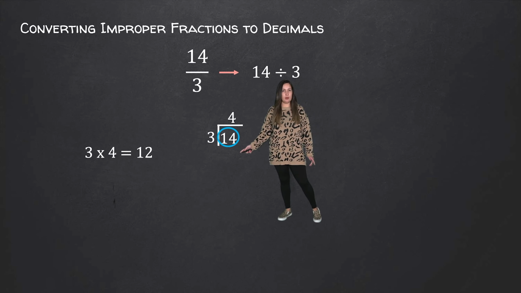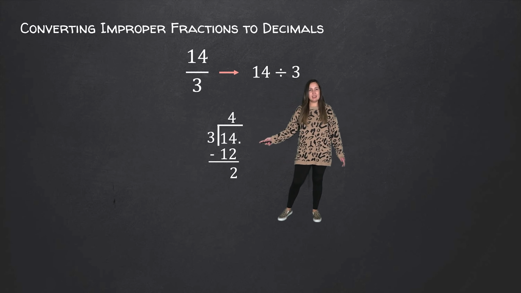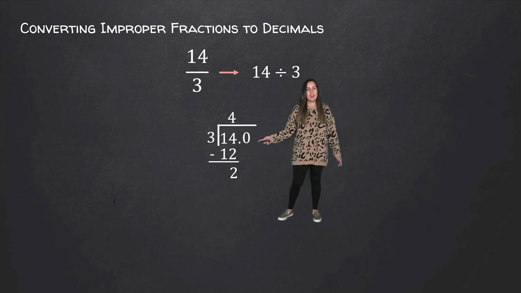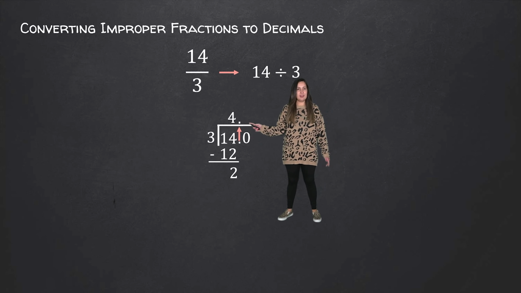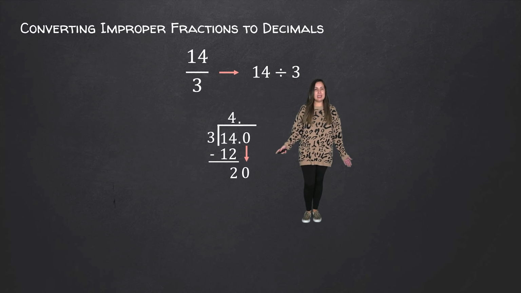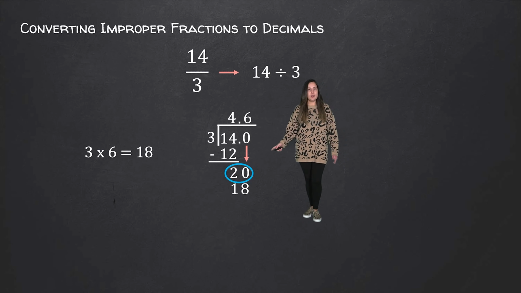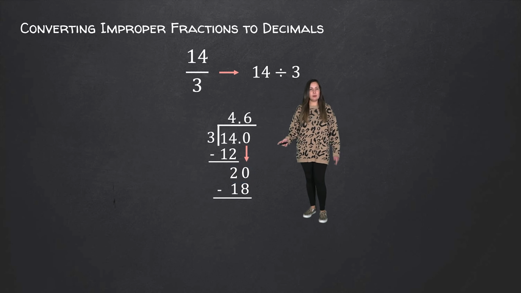So we put a 12 down here, and then we subtract. 14 minus 12 is equal to 2. Since we have a remainder, we're going to add a decimal point and a 0, bring up that decimal point, and bring down that 0. And then we're going to ask ourselves, how many times does 3 go into 20? Well, 3 goes into 20 6 times because 3 times 6 is equal to 18. So we put the 18 on the bottom, and then we subtract. 20 minus 18 is 2.